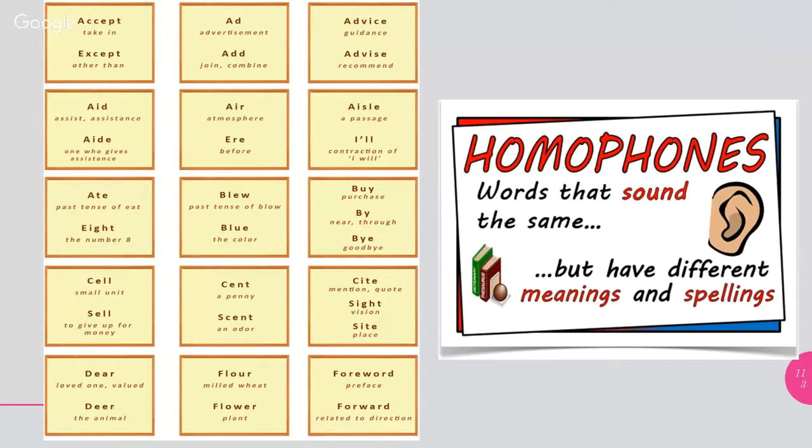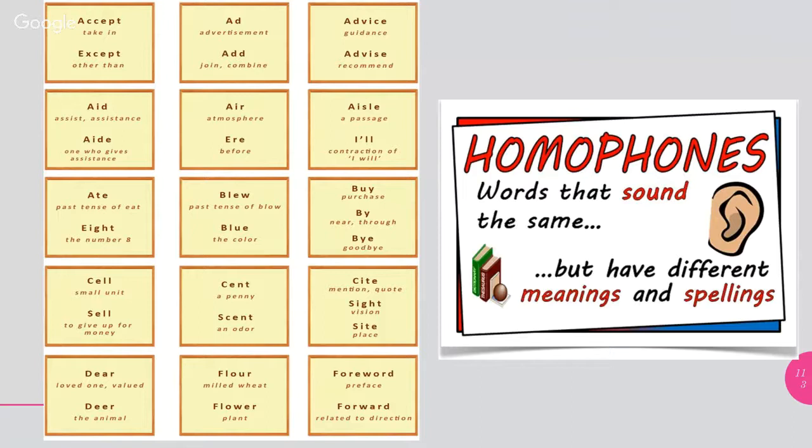Air, atmosphere. Ere, before. Blew, past tense of blow. Blue is a color. Cent is a penny. Scent is odor.